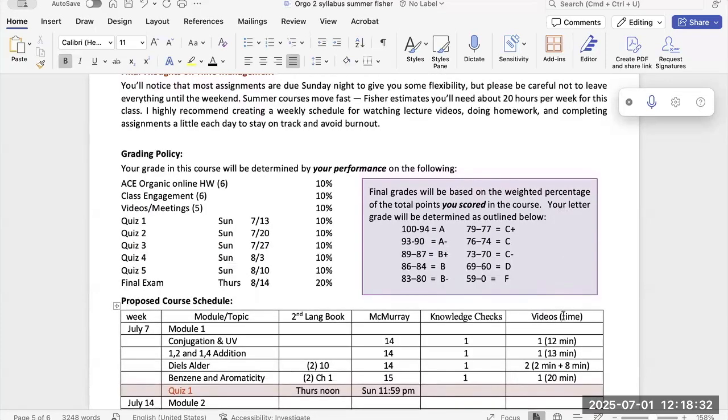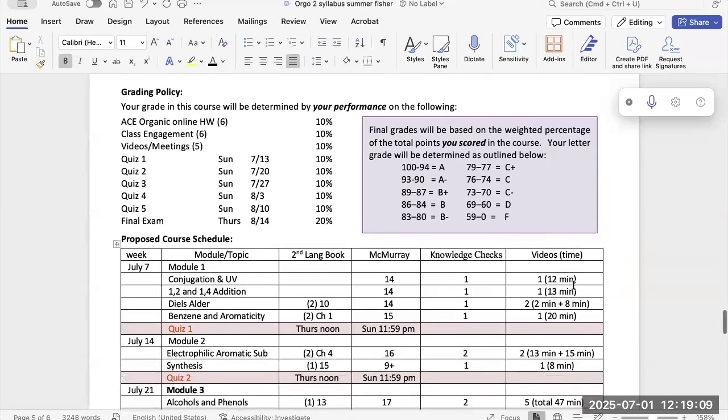So the grading policy is described here. The online homework is 10%. Class engagement, either making those posts online or visiting my office hours, also 10%. The videos, so that's going to be another 10%. We have 5 quizzes worth 10% each, a total of 50, and a final exam is 20. That all equals 100%. And my grade cutoffs are shown in the purple box here.